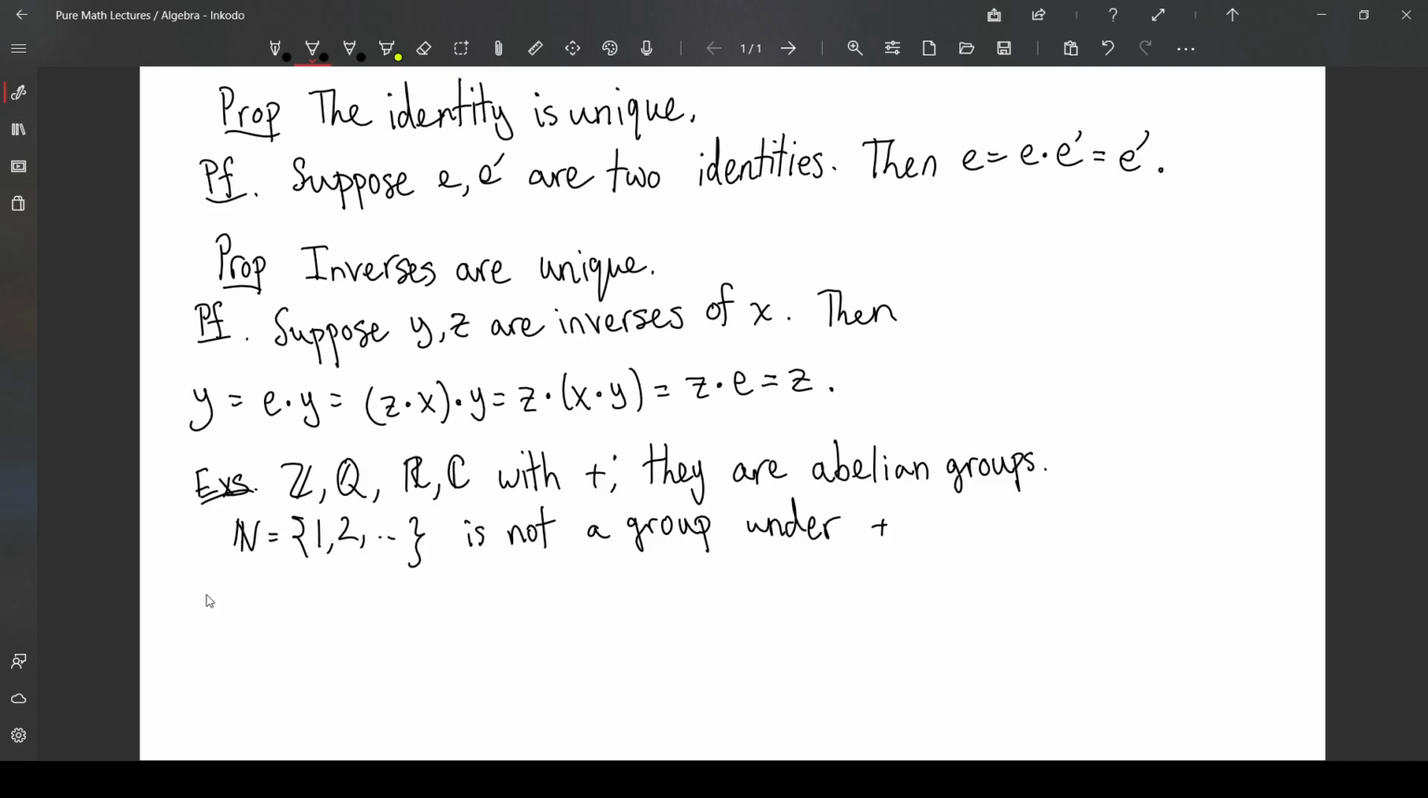Some other examples, if we take the rationals minus 0, reals minus 0, and the complex numbers minus 0 with typical multiplication. And even though they are multiplicative, or we write them with multiplication, they are also abelian.